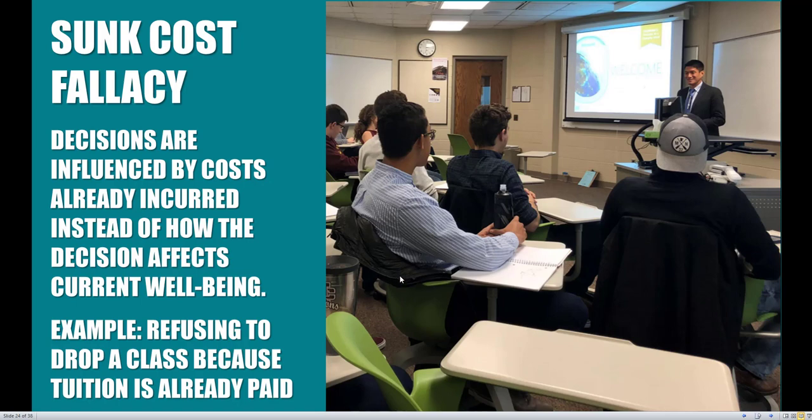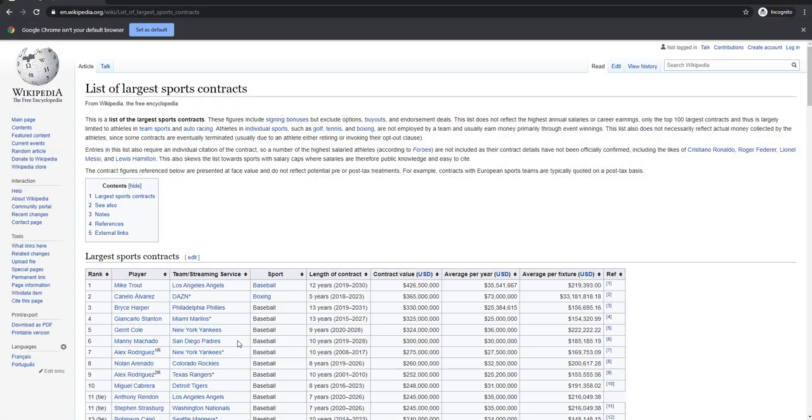And have you ever wondered who is the highest paid sports player today? We can go ahead and take a closer look at this one, the list of the largest sports contracts. And not surprisingly, you're going to see that the vast majority of people that play baseball have the largest sports contracts because there is no salary cap in baseball. So the highest paid player nowadays is Mike Trout.